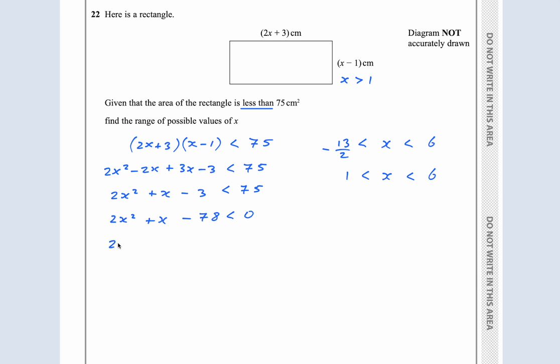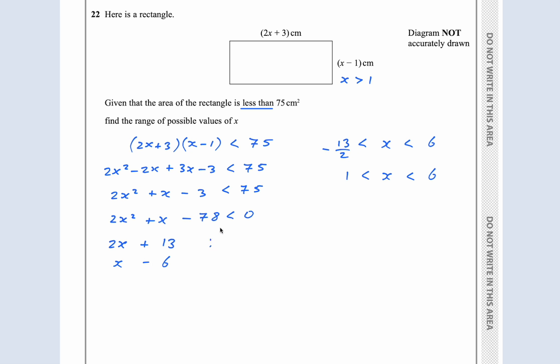The factors are going to be 2x and x. This is how I do this, guys. You can factorize however you want if it works. Factors of 78 are 13 and 6. I'm going to put 13 here and the 6 here because it's the 13 over 2. So the 13 goes with the 2, the 6 goes with the x, and this is going to be plus and this is going to be minus.